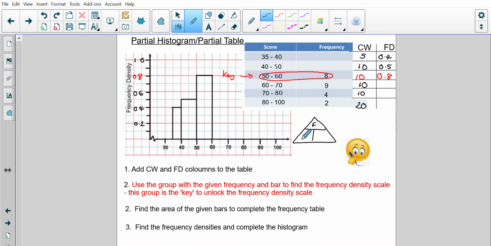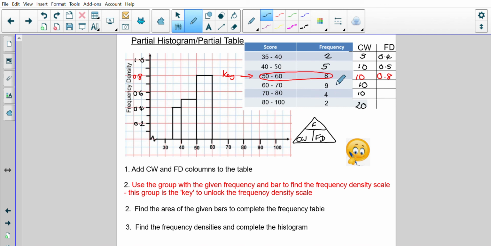Now, I'm just going to draw out my histogram triangle. So I've got my class width and my frequency density. So if I want the frequency, remember that's the area of the bar, I'm multiplying my class width and my frequency density together. So I've got 5 times 0.4, so that gives me a frequency of 2. And then for the second one, 5 times 0.5, well that's the same as 10 times 0.5, that's the same as half of 10, so that gives me a frequency of 5.